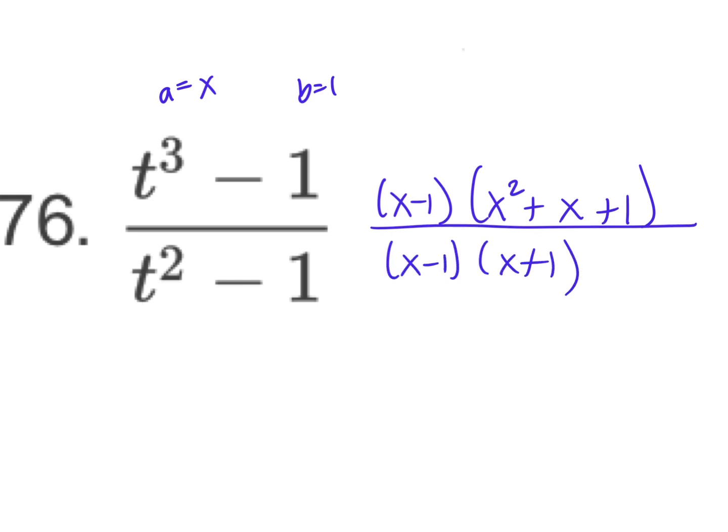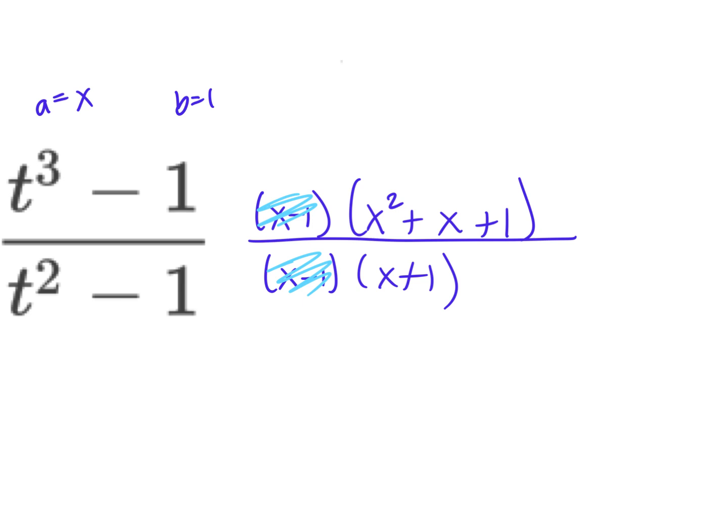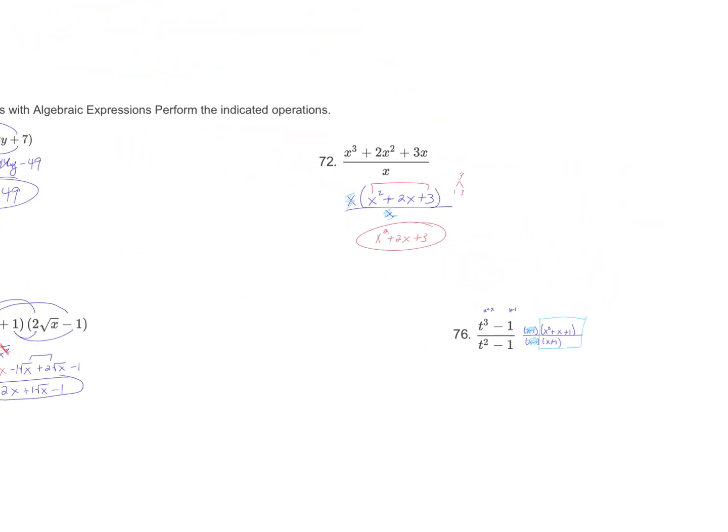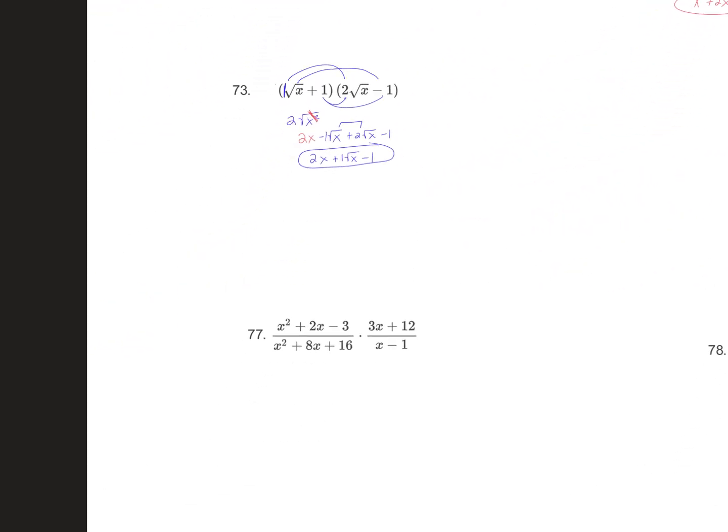So do I have anything in my numerator and denominator that are exactly the same? Yes, this x minus 1 can cancel with this x minus 1. And then this is my final answer. There's nothing else to cancel out. You can't just cross off x's or cross off the 1s because they are attached with plus and minus signs. Make sure you guys are aware of that.